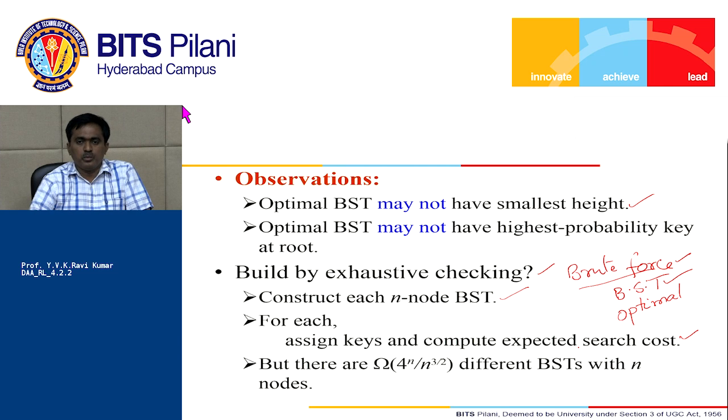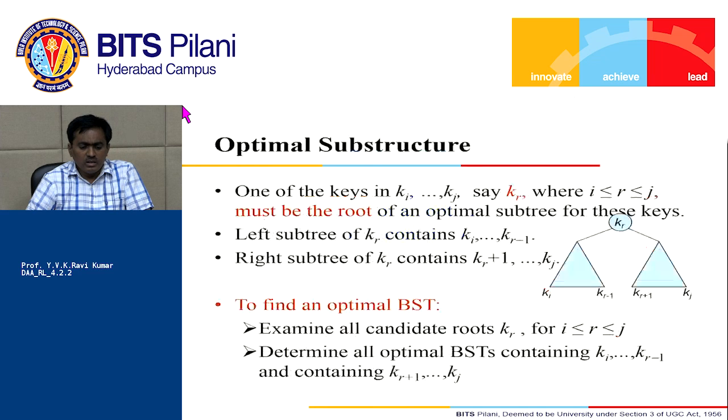If we use this brute force method, then the complexity is going to be 4 power n by n power 3 by 2. That means it is going to be exponential complexity. So if we apply the brute force method, we are going to have exponential time complexity. Then how to do it? How to construct the optimal binary search tree?